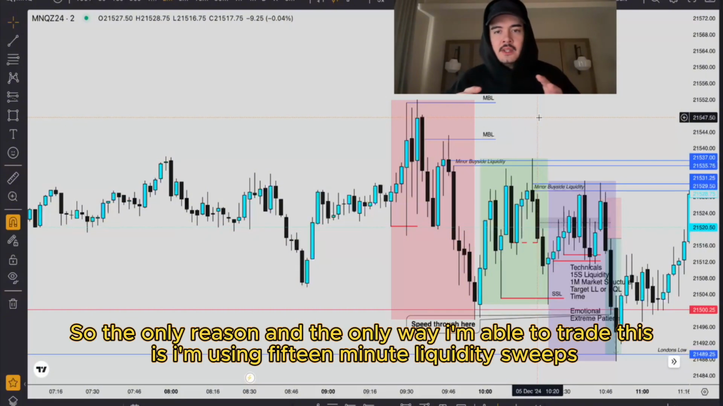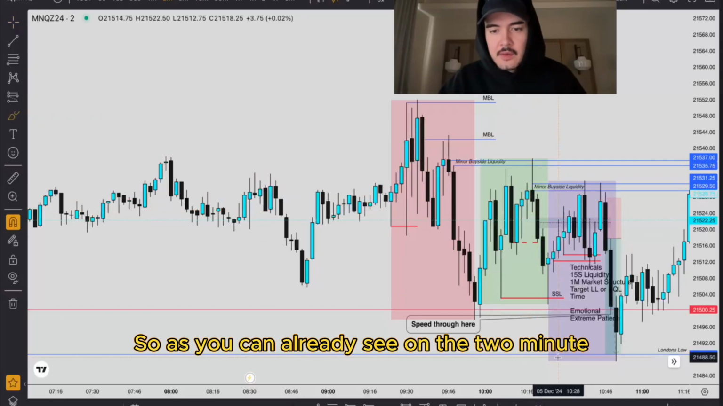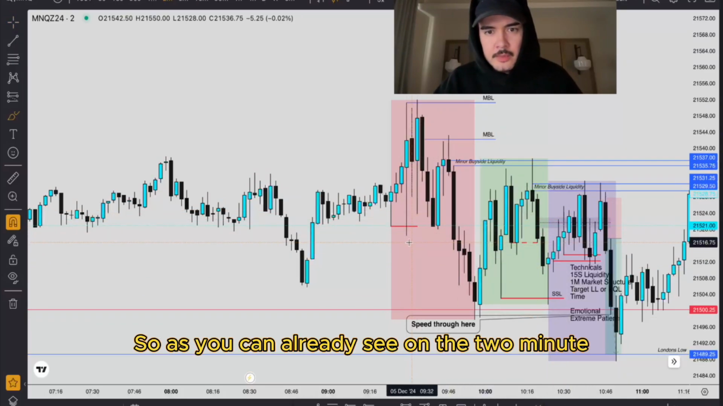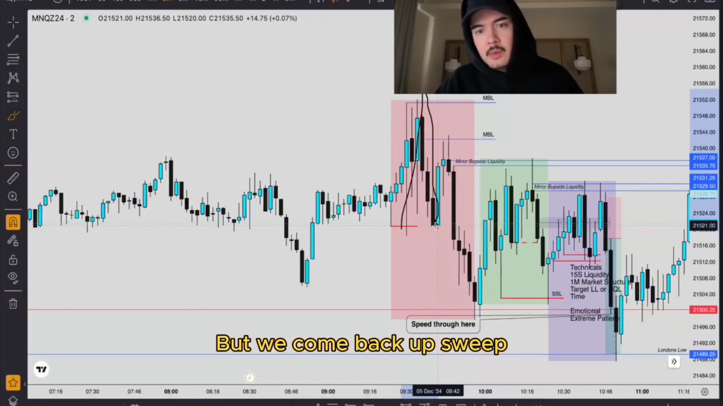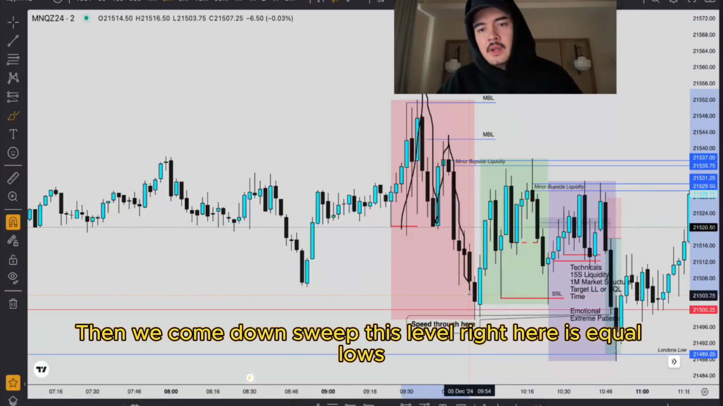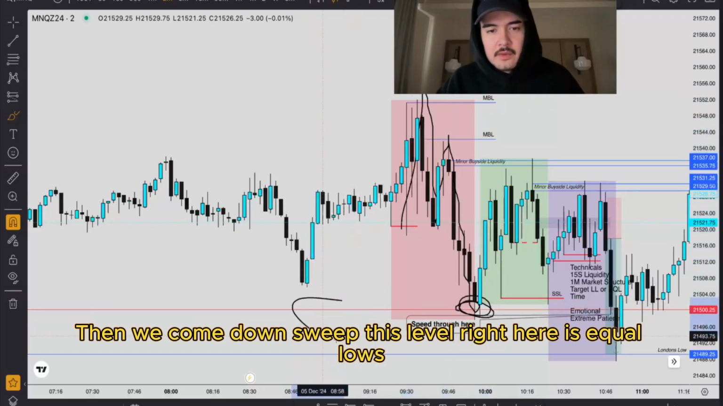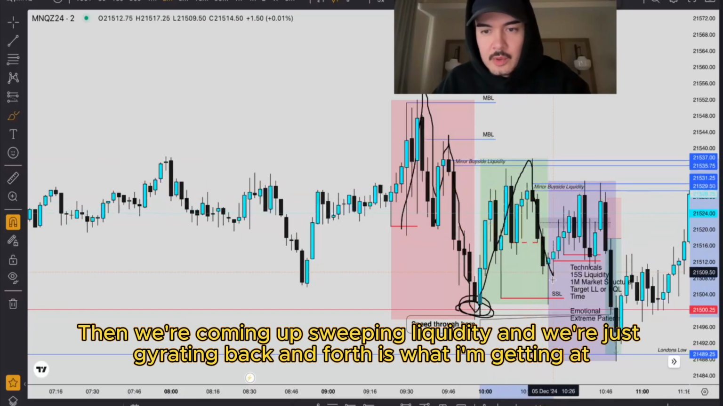So the only reason and the only way I'm able to trade this is I'm using 15-minute liquidity sweeps, and I'm using market structure, and then I'm also using the time of day. So as you can already see on the 2-minute, we sweep this, we come up, sweep, we shift down, but we come back up, sweeping more liquidity. Then we come down, sweep this level right here is equal lows. We come back down, sweep that. Then we're coming up, sweeping liquidity, and we're just gyrating back and forth. Is what I'm getting at.